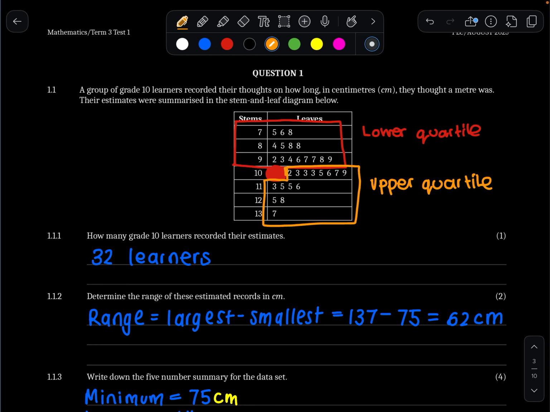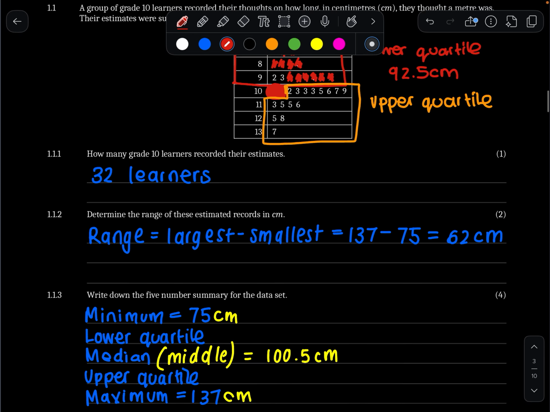Okay, so our lower quartile, let's work that out first. Again, we cross out the smallest number, then the biggest number. Smallest, biggest, smallest, biggest. Okay, and we are left with either 92 or 93. And so it is going to be in between 92 and 93, so it's going to be 92.5 centimeters. That is going to be our lower quartile.